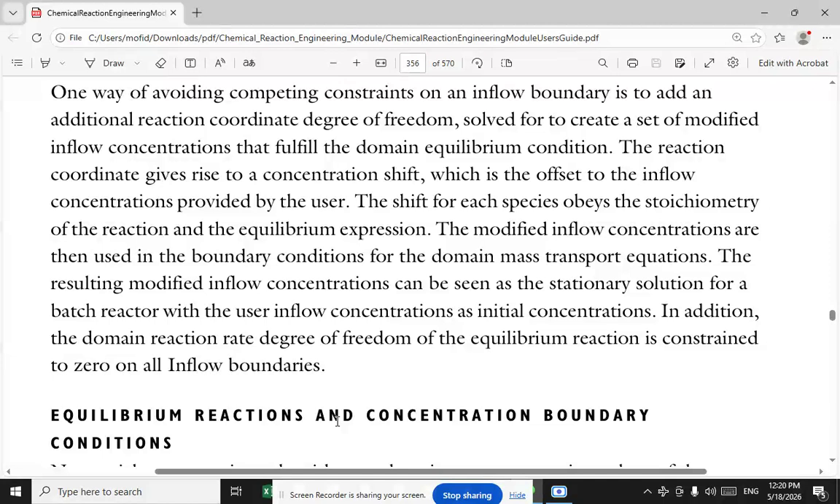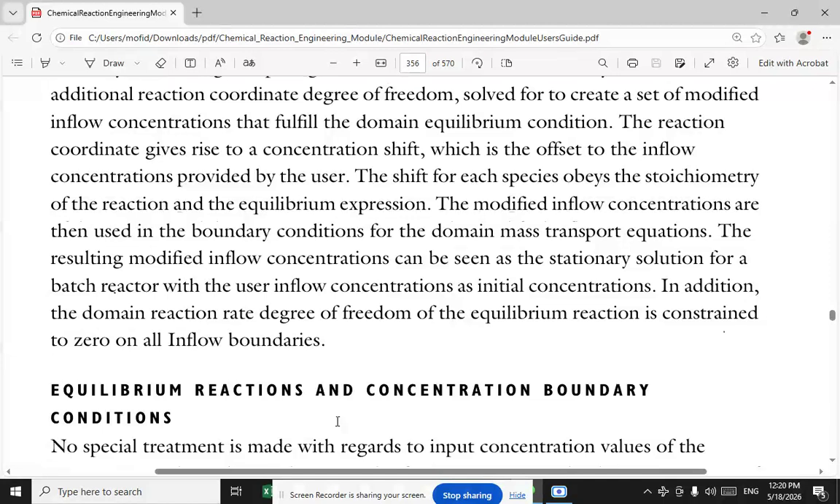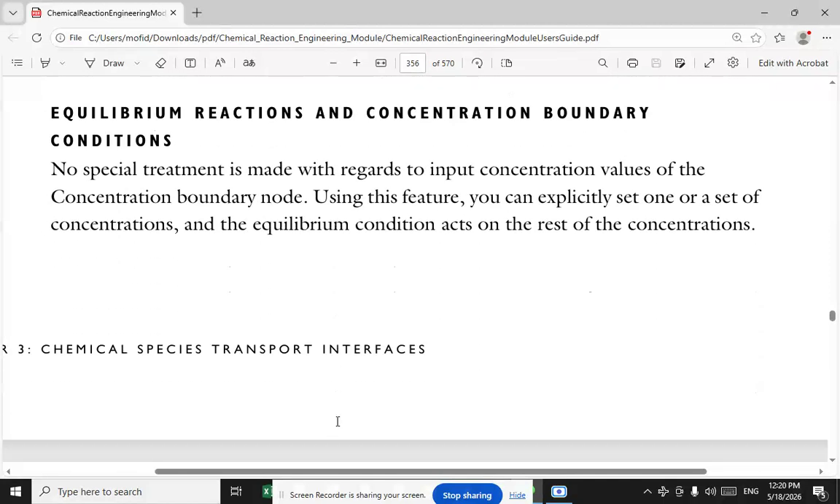The modified inflow concentrations are then used in the boundary conditions for the domain mass transport equations. The resulting modified inflow concentrations can be seen as an equilibrium solution for a batch reactor with the user's inflow concentrations as initial concentrations. In addition, the domain reaction rate degree of freedom of the equilibrium reaction is constrained to zero on all inflow boundaries. Now I want to go through the equilibrium reactions and concentration boundary conditions.